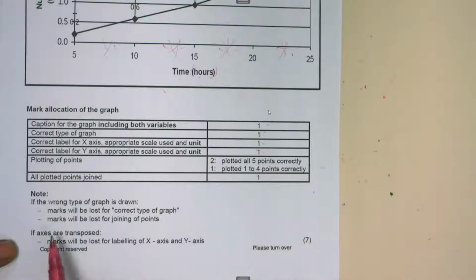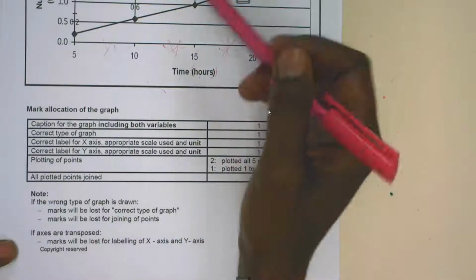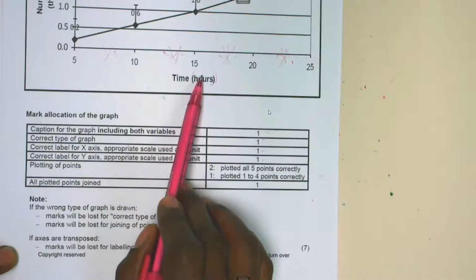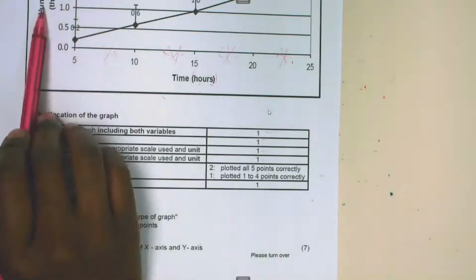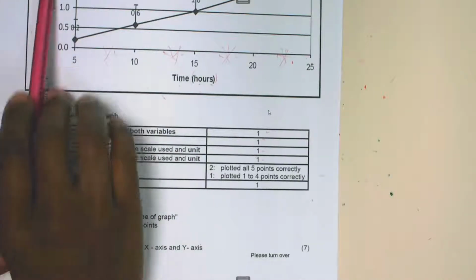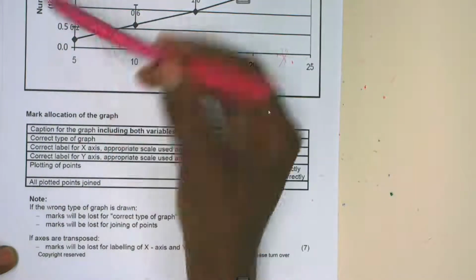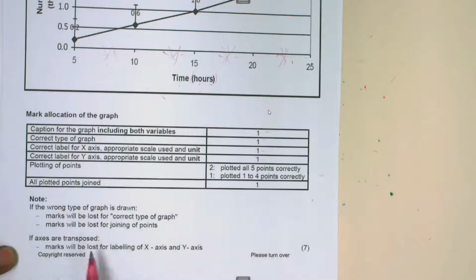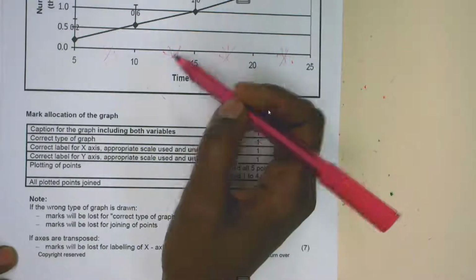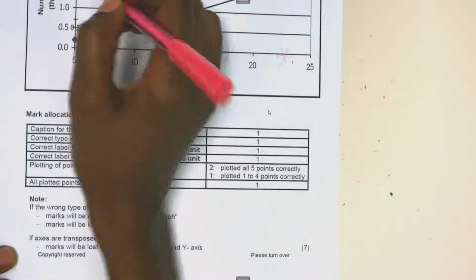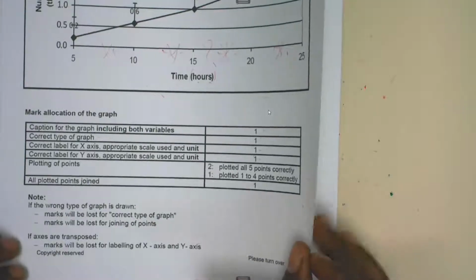And then if axes are transposed, so it means that, let us say for instance, instead of putting time here and the number of bacteria on the y-axis, you take the number of the bacteria and put it on the x-axis, and then time in hours, you take it and put it on the y-axis. So it means that the marks will be lost for labeling of the x-axis and the y-axis, because the labeling of the x and the labeling of the y will be incorrect. So you will only lose 1 mark for that.